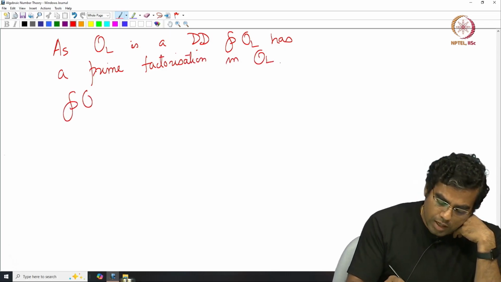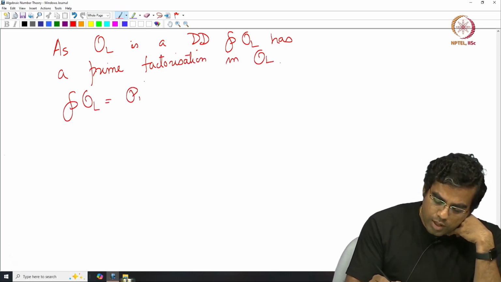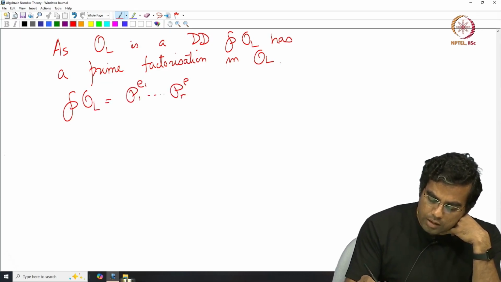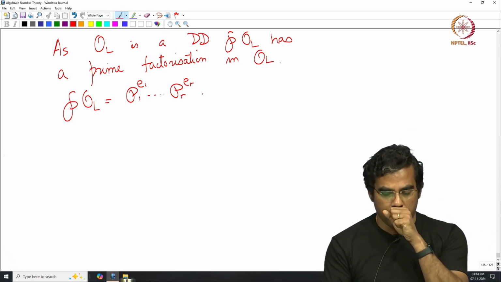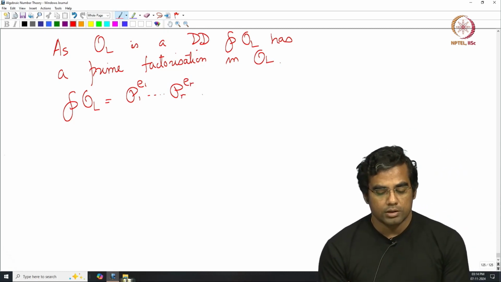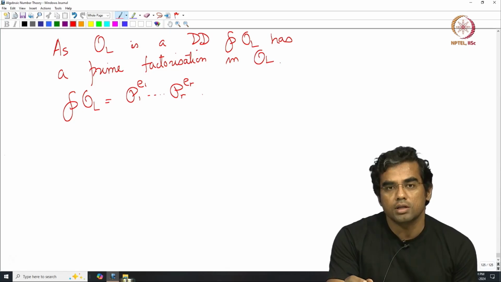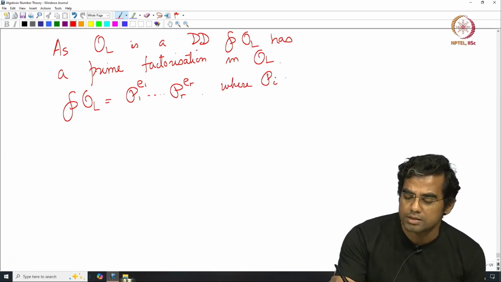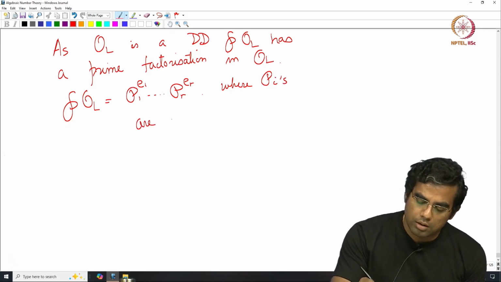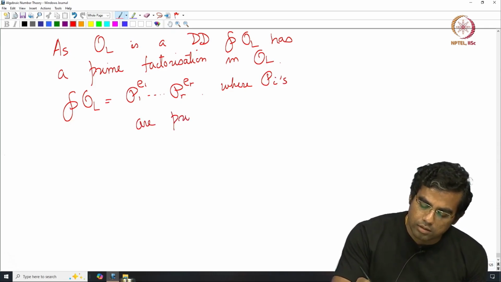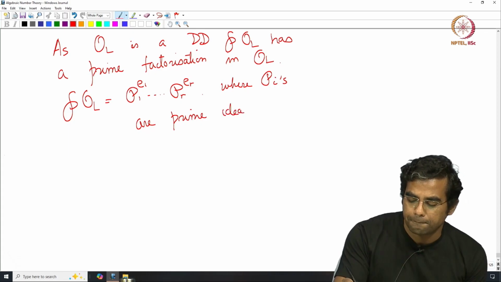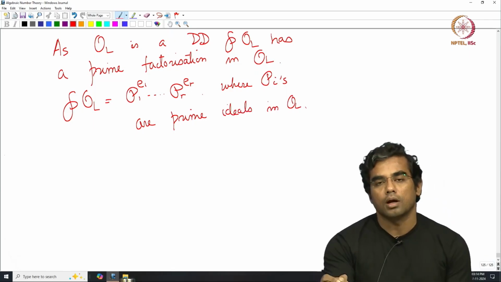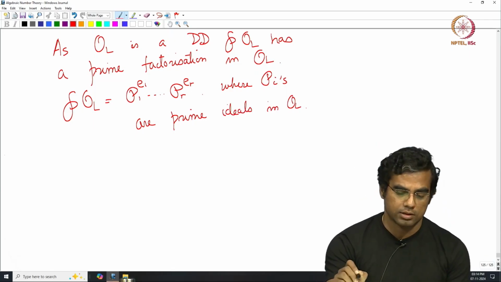Okay, so P times OL is P1 to the E1 and so on up to PR to the ER. These are the usual notations where the Pi's are prime ideals in OL. So, these are distinct prime ideals in OL.